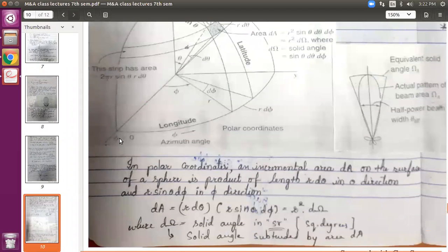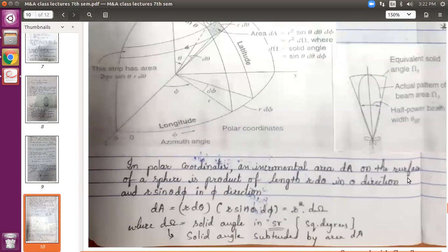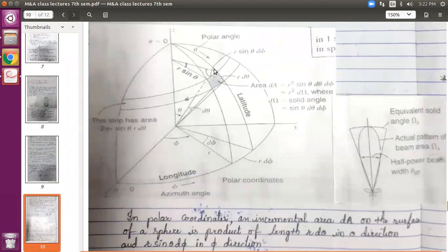See here in polar coordinates, the incremental area dA that I have shown you here, dA on the surface of a sphere. Imagine it somewhat like this. Let me try drawing it. If this is your sphere, a ball, this is the center point. Imagine a piece has been taken out, somewhat like how you cut a watermelon. One piece you remove, and the inside portion is what is seen here. I hope you imagine this.